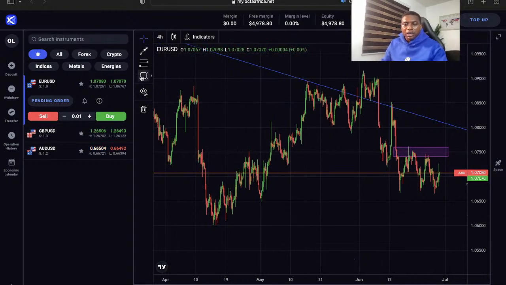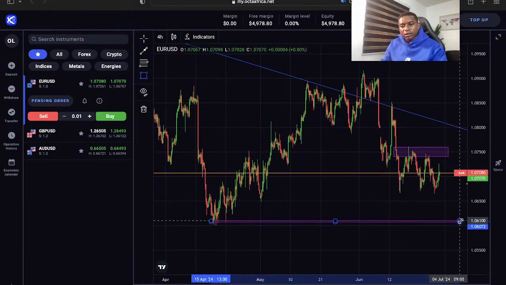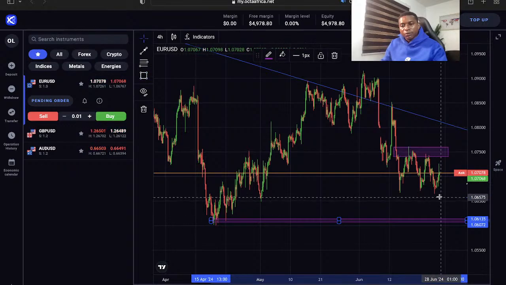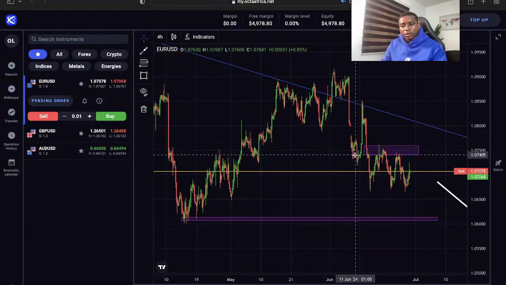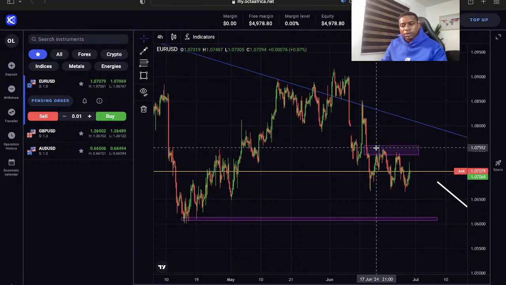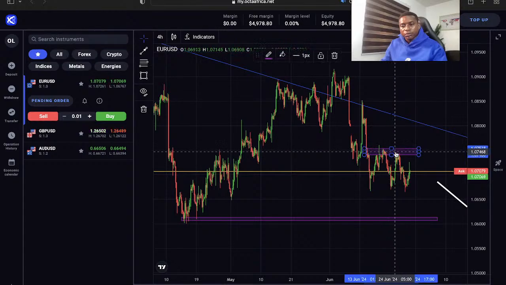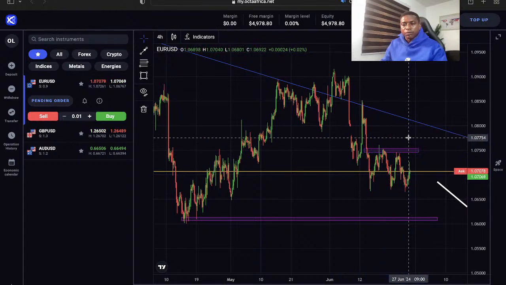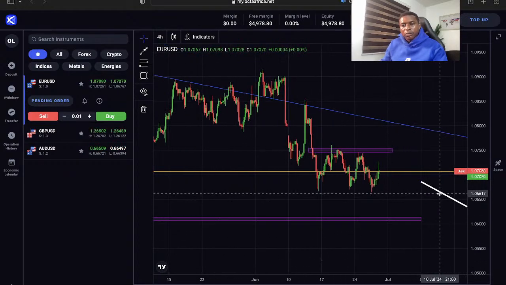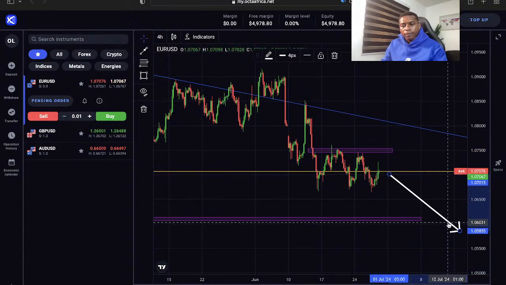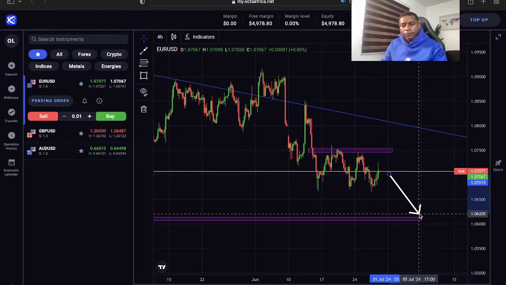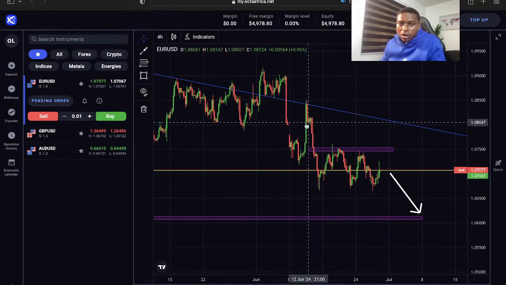So you are looking at this region for take profit, and this region for stop loss. So that's one of the areas you want to look at. Good. So here now we can consider shorting.